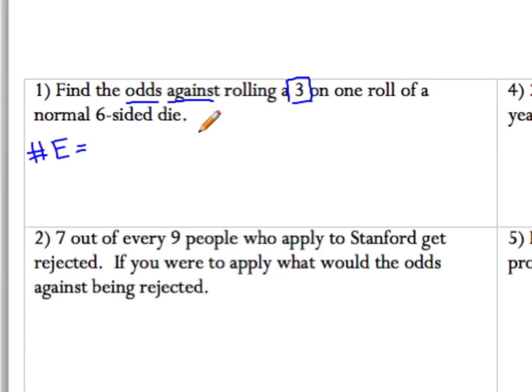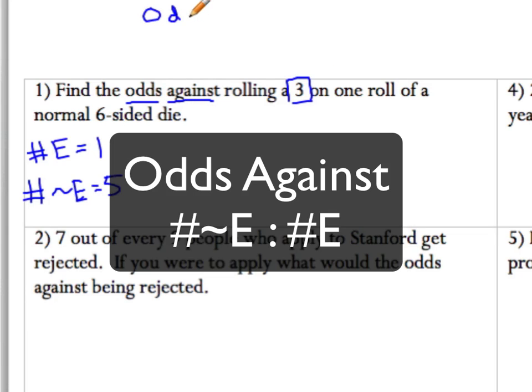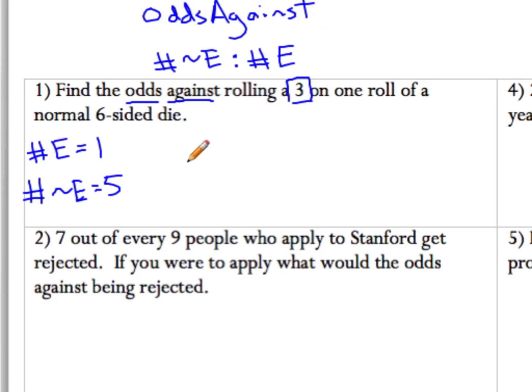So in this case we want the number of 3's, and there is 1 3. And then we also want the number of not the event, and in this case there are 5 that are not 3's. So if we want the odds against, another way we can think about it is the number of not the event to the number of the event. So if we're looking for odds against, this would just be 5 to 1. So the odds against rolling a 3 is 5 to 1.